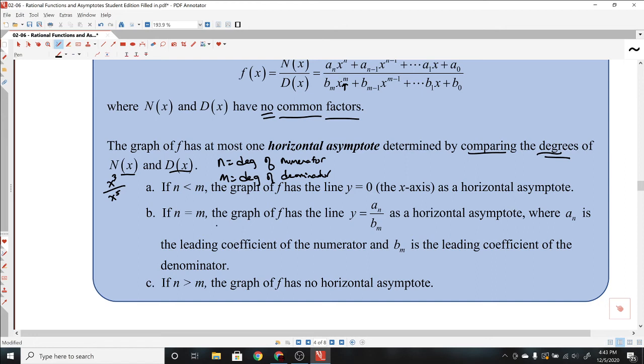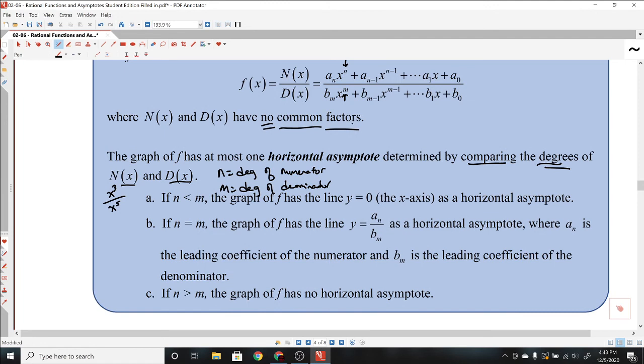If the degrees are equal, then what we do is this. We take the ratio of the leading coefficients of both of them. So what happens here is that if n is equal to m, the function will approach that value right there, a sub n over b sub n. And we'll see an example of this. And then if the degree of the numerator is larger than the denominator, the graph has no horizontal asymptote.